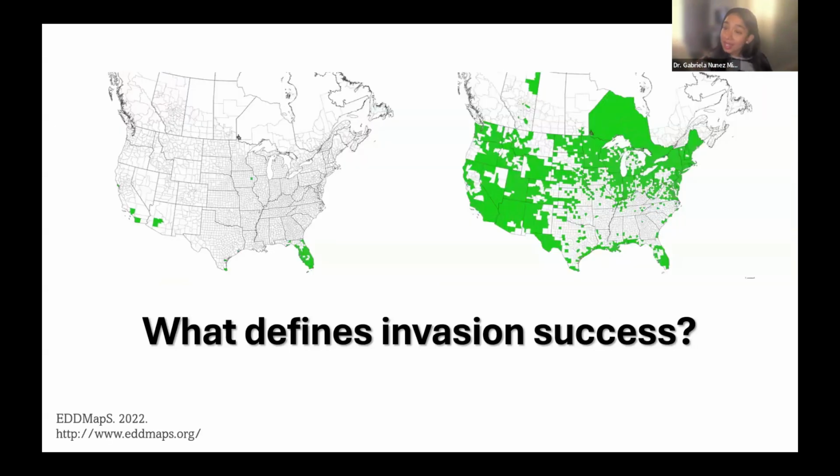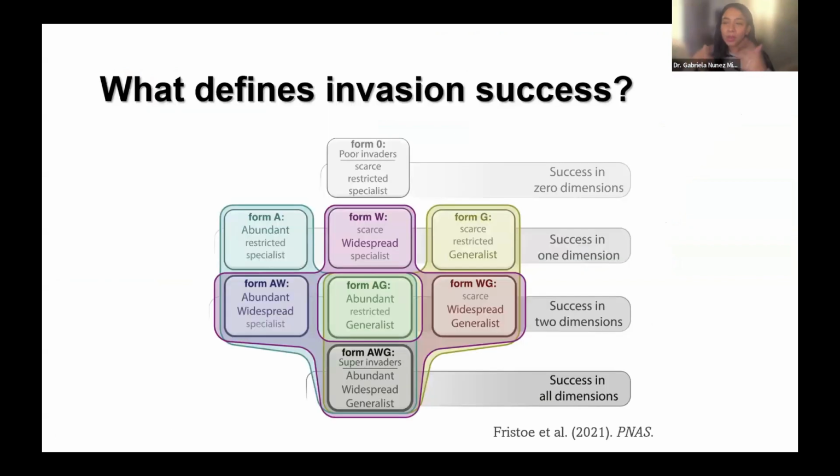But if I show you these pictures or these maps, the story seems a little bit different, right? So common reed is all over the place in the country, whereas Australian pine has a much more restricted invasive range. So it's not found everywhere in the United States. And that begs the question, okay, are these 2 invaders the same? Are they equally successful?